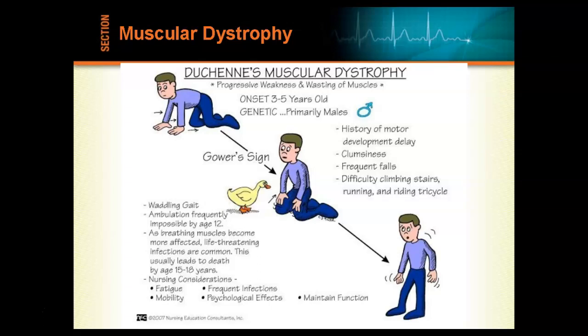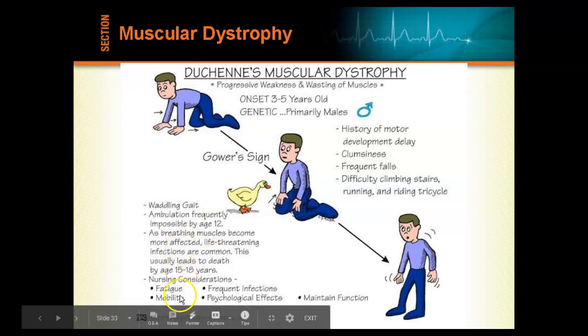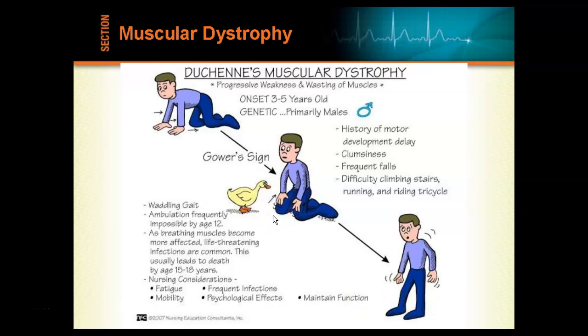So nursing considerations, what we're looking to do as medical providers, is just address the fatigue and the infrequent infections, help them be mobile for as long as possible and maintain their function as long as possible. And then also just make sure that their psychological well-being is being addressed on a regular basis. This would be a teenager that would be at a high risk for suicide.